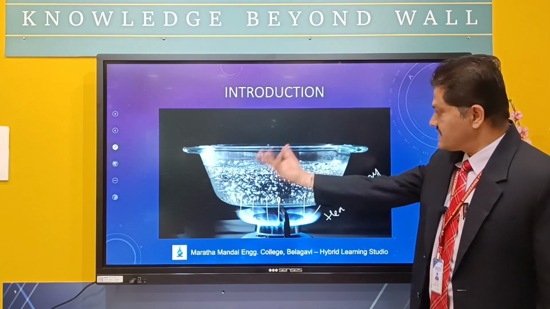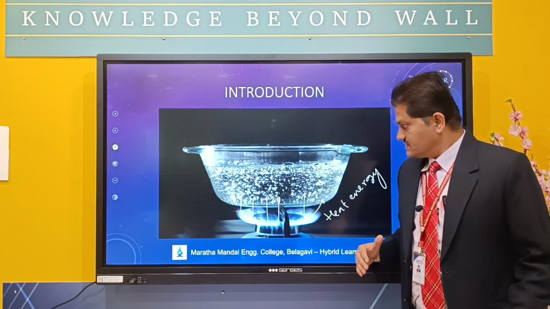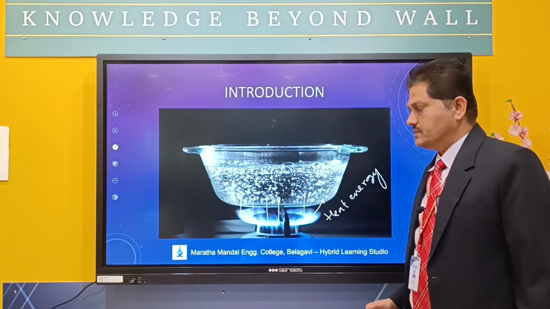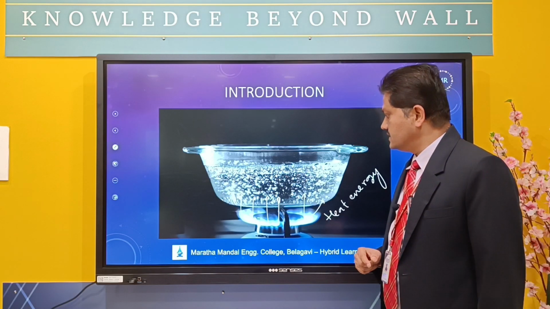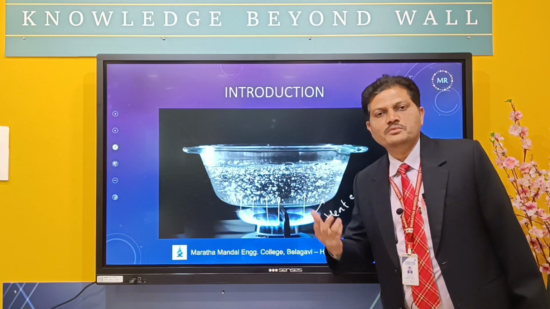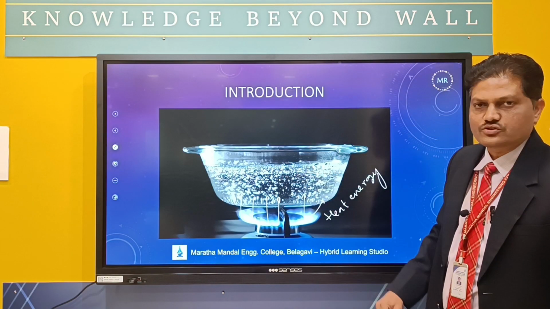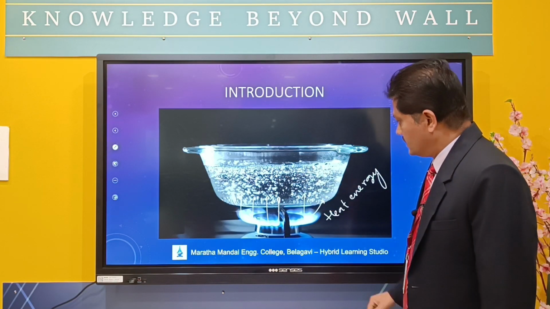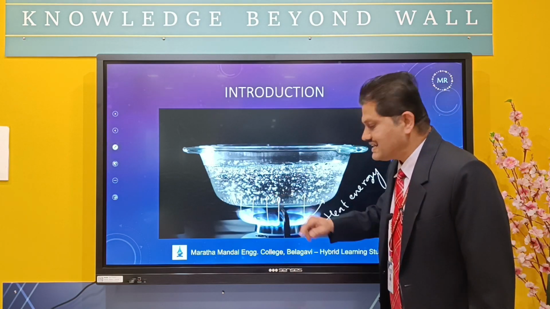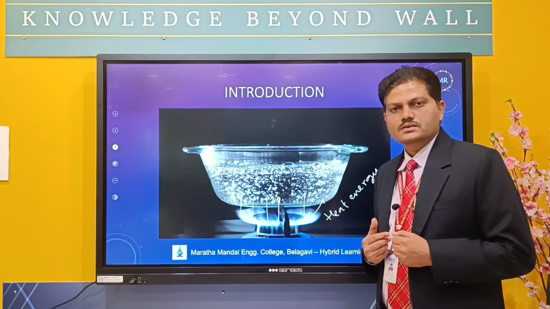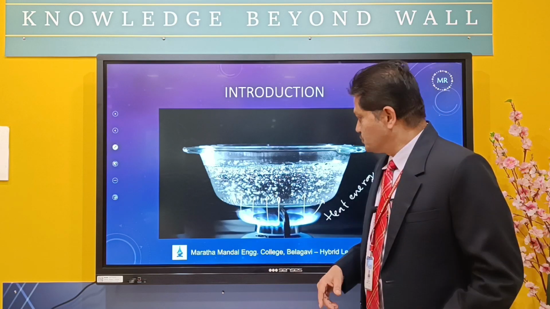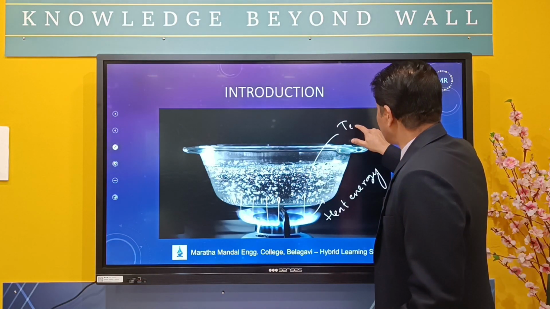Then the second part says that it shows the effect on the physical properties of the system. So what are the physical properties here? A property means any measurable characteristic of the system. Let's see what the properties of this water are. If you look into the water, when you start heating, what is the first thing you observe? The rise in temperature. So the temperature is going to rise.